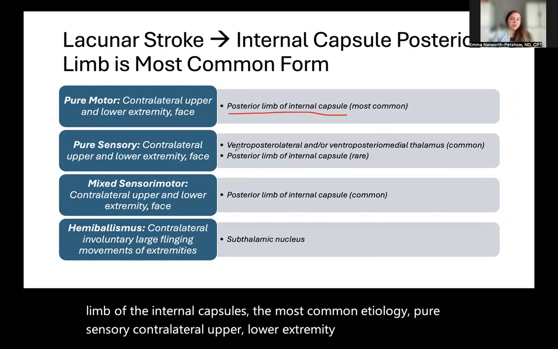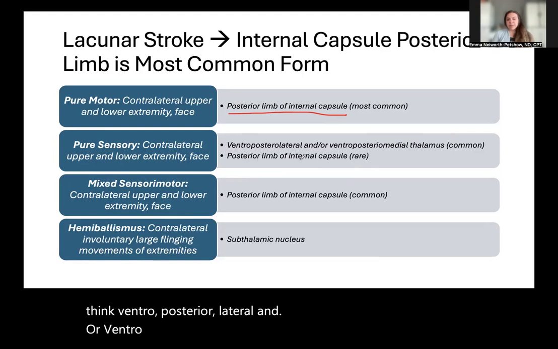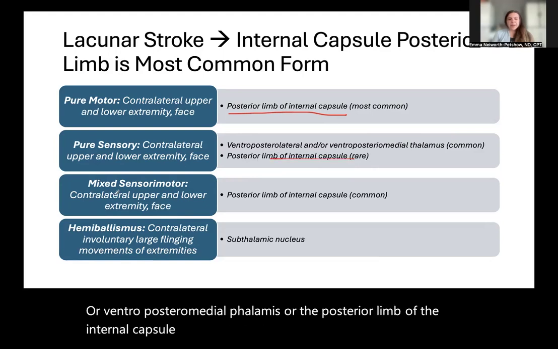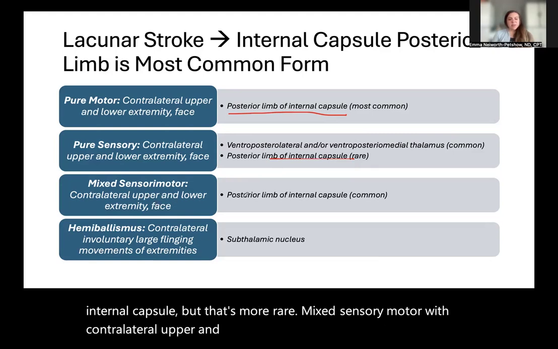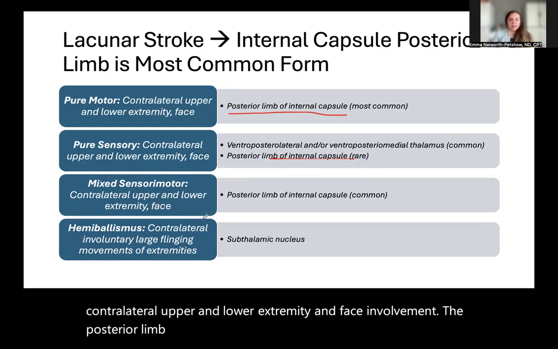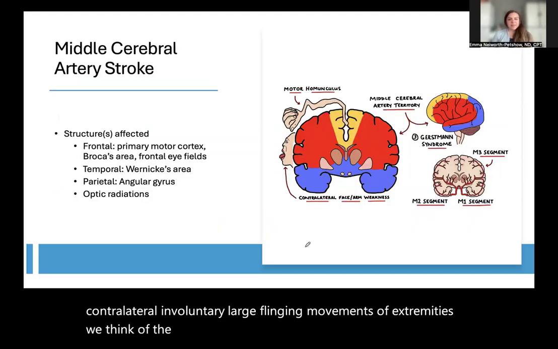We often think ventral posterior lateral and/or ventral posterior medial thalamus, or the posterior limb of the internal capsule, but that's more rare. Mixed sensory motor with contralateral upper and lower extremity and face involvement, the posterior limb of the internal capsule is common. And hemiballismus is contralateral involuntary large flinging movements of extremities. We think of the subthalamic nucleus.